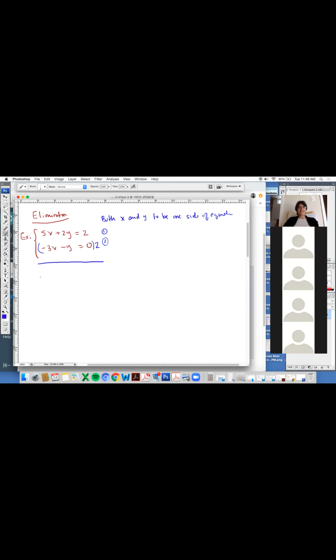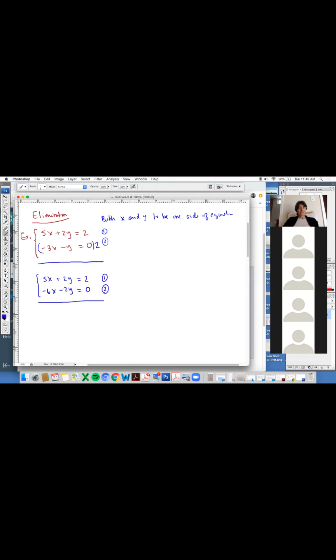All right, so I'm going to multiply the second equation by 2. I'm going to write the first equation the way it is. When I multiply the second equation by 2, everything gets multiplied by 2, on both sides. So I get negative 6x minus 2y equals 0. So I have my two equations again. The first one is identical. In the second one, everything gets multiplied by 2. Because you did the same thing to both sides of the equation, it doesn't change the answer.